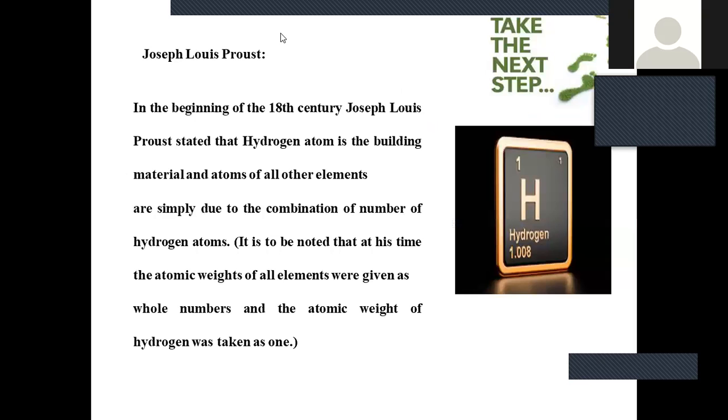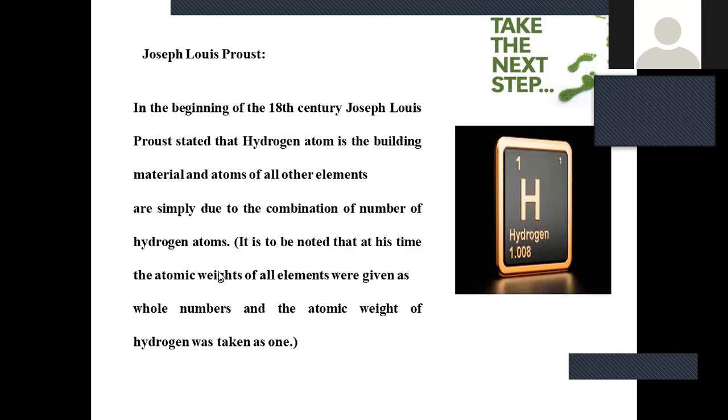Now, another scientist who made the next step in the classification of elements was Joseph Louis Proust. What he felt, in the 18th century only, he also made some assumptions. He purely assumed that hydrogen is the fundamental material. Whatever materials or substances are available in the universe, all are made up of hydrogen only. So that kind of assumption was given by Proust. He said that the hydrogen atom is the building material for all kinds of elements. Whatever element you take, to some extent hydrogen will be there in that.